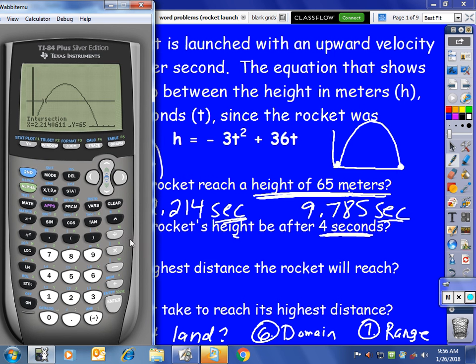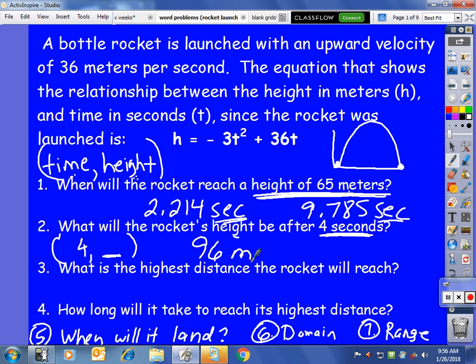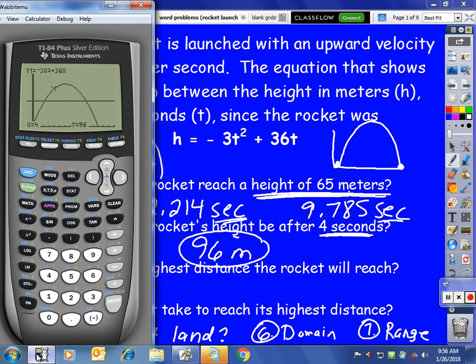I can do that in table set, or I can do calculate value. You do calculate value when you know an X value. It's asking you, what do you want X to be? I want my time to be 4 seconds. What's my height when that happens? 96 meters. I also could have done table set, and I could have told my table to start at 4 seconds. Oops. And then looked at my table of values. Sure enough, at 4 seconds, it's 96 feet high.